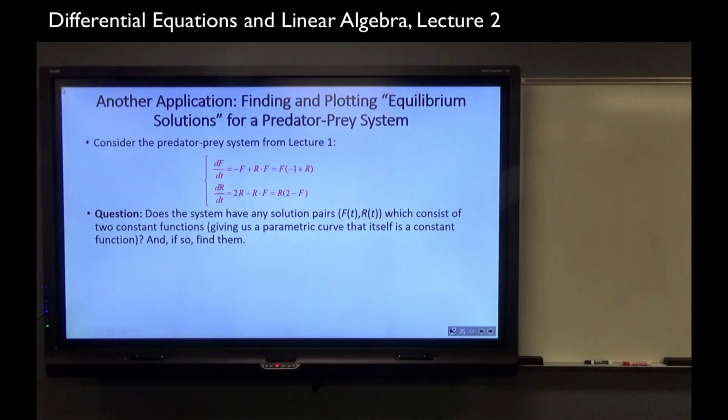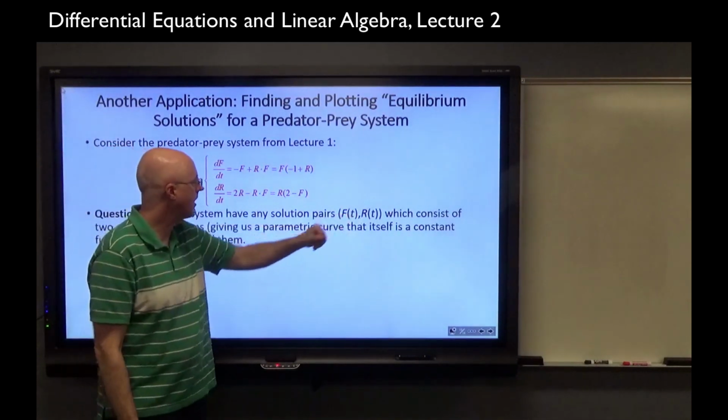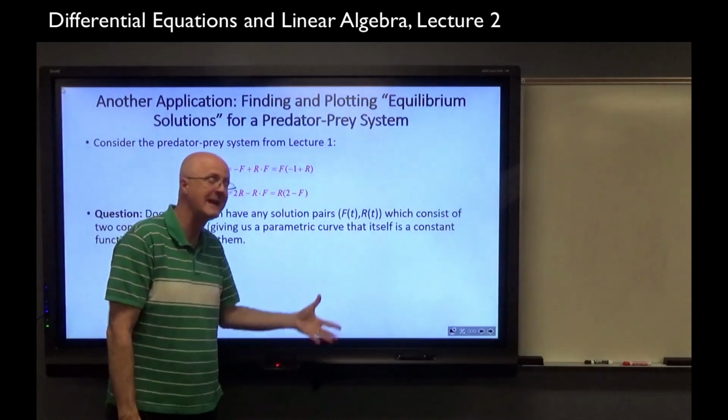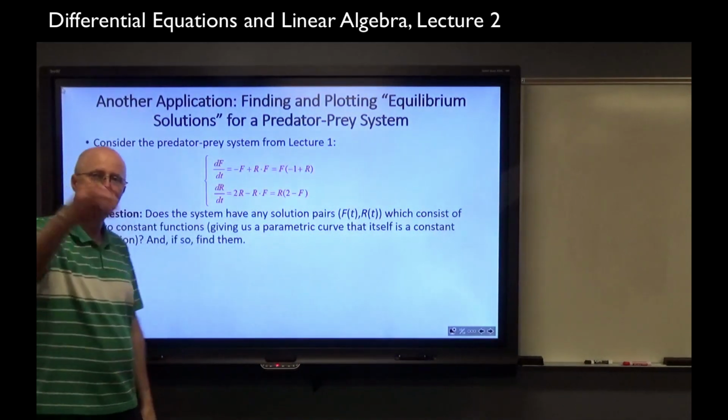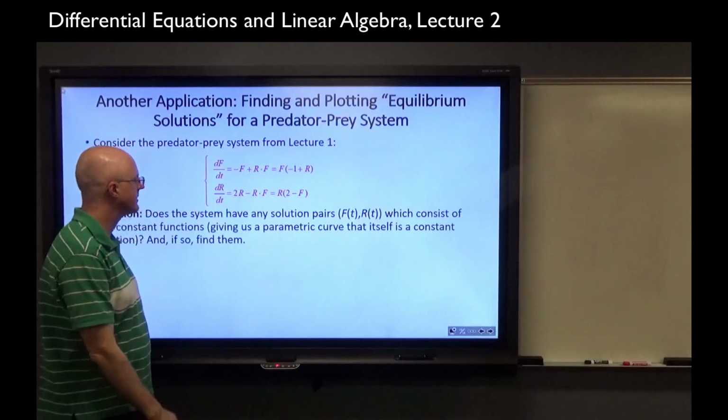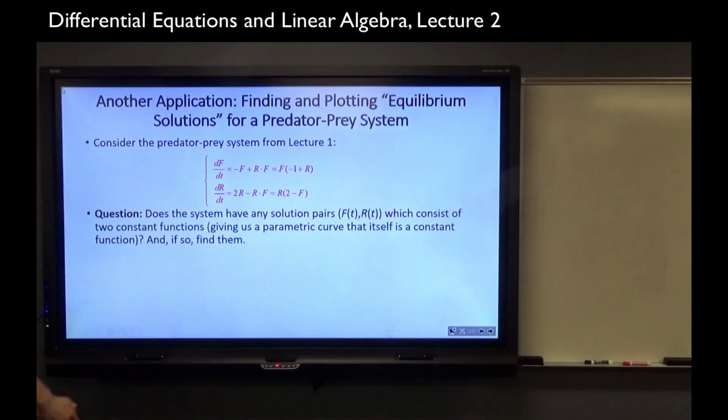Question: does the system have any solution pairs, f of t comma r of t, an ordered pair that we can graph in a rectangular coordinate system? By the way, in that last picture we just saw, it was a rectangular coordinate system, the ordinary kind of graph that you can make.